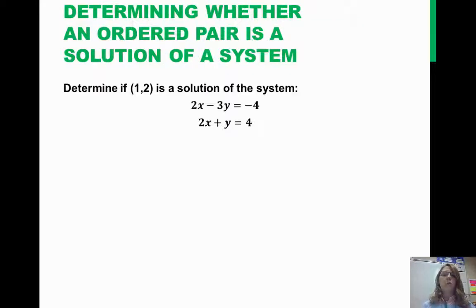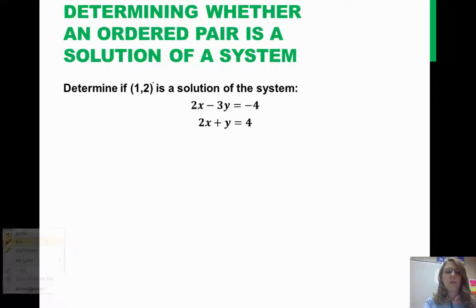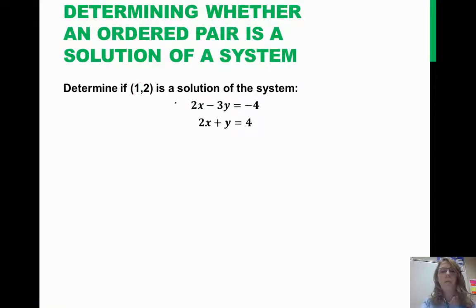So when do we determine if an ordered pair is a solution to a system? We really need to test it in both lines. So what I'm going to do right now is take this ordered pair, (1, 2), and put it into both lines. We're going to substitute it in.